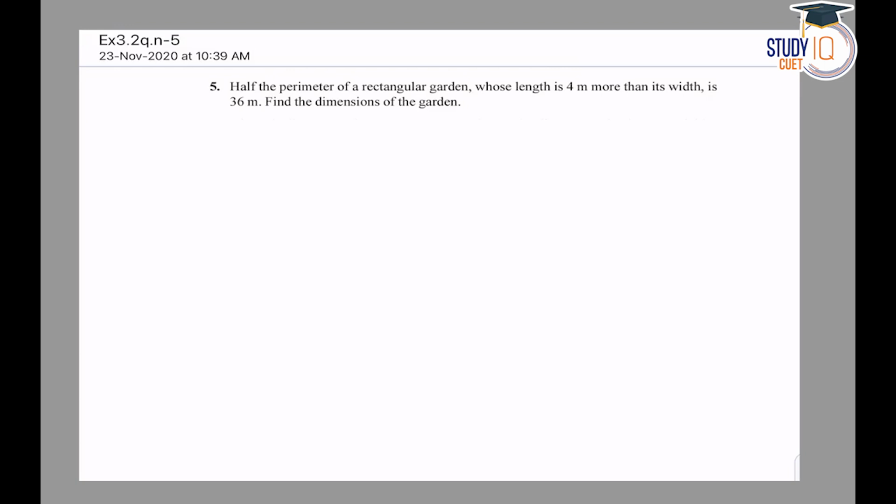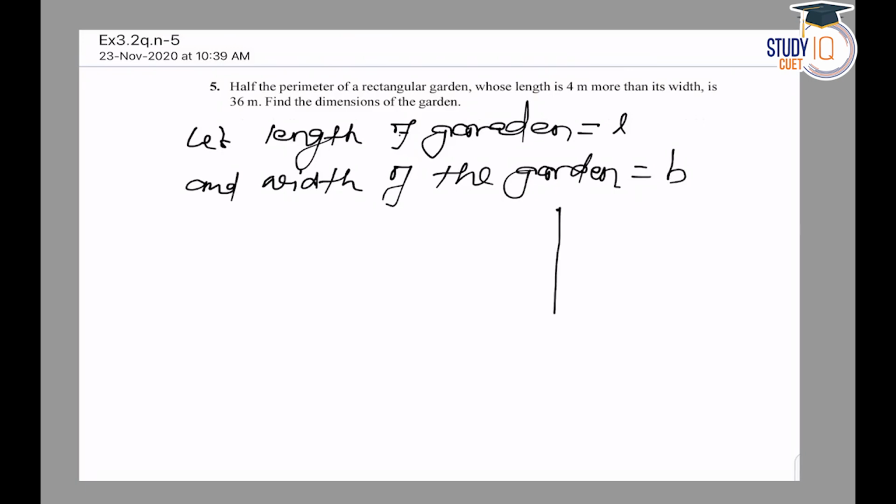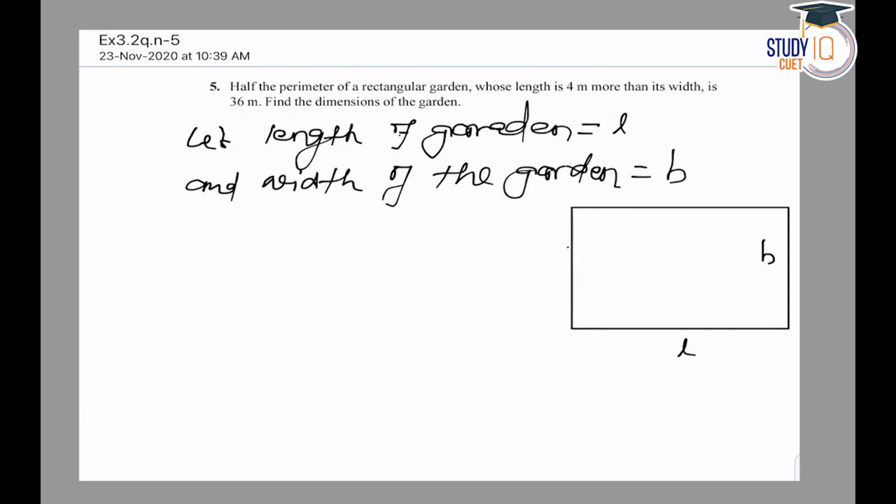So let the length of the garden equal L and the width of the garden equal B. We have a rectangular garden, its length is L and its width is B.